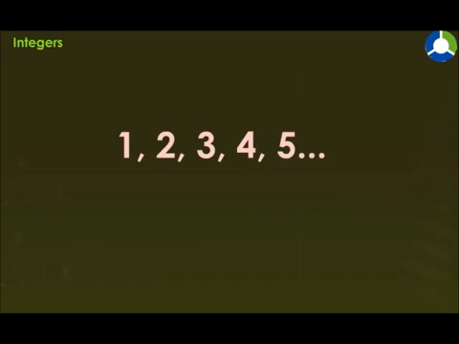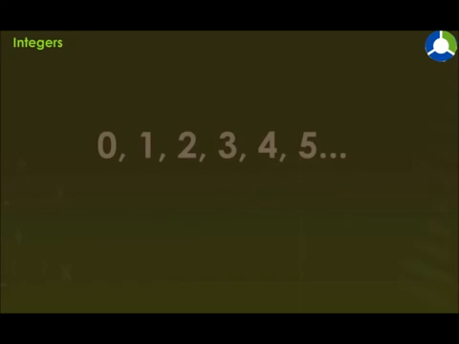The first numbers to be discovered were natural numbers. That is 1, 2, 3, 4 and so on. If we include 0 to the collection of natural numbers, we get a new collection of numbers known as whole numbers. That is 0, 1, 2, 3, 4, etc.